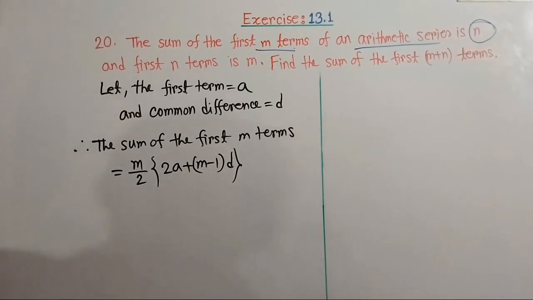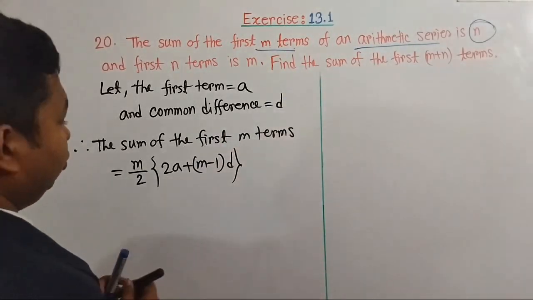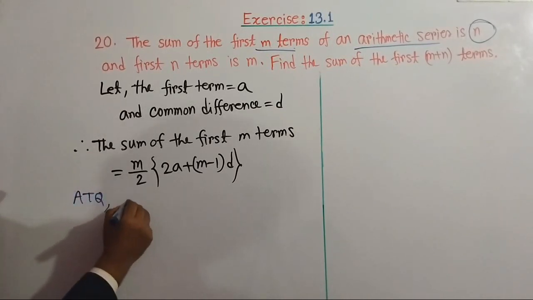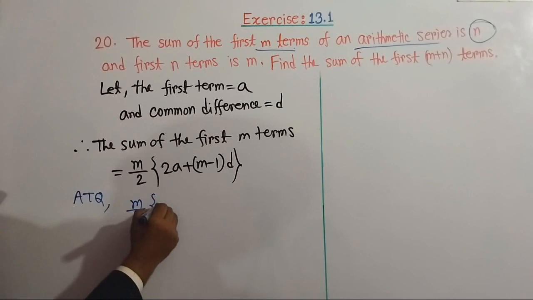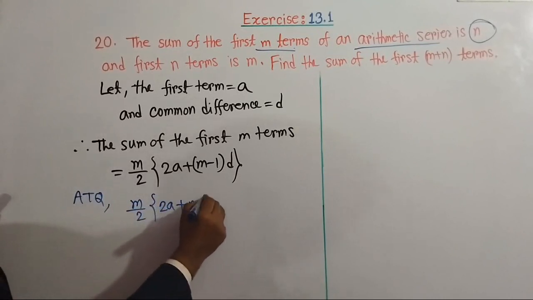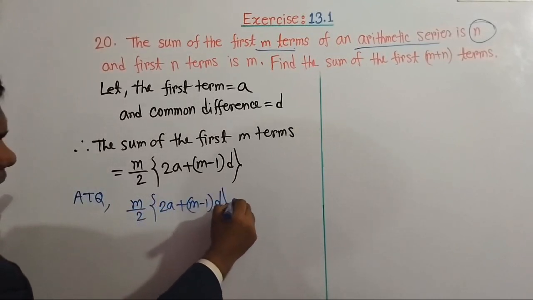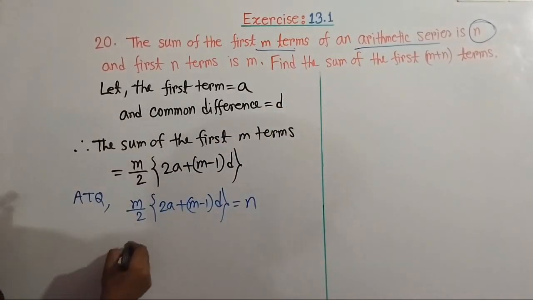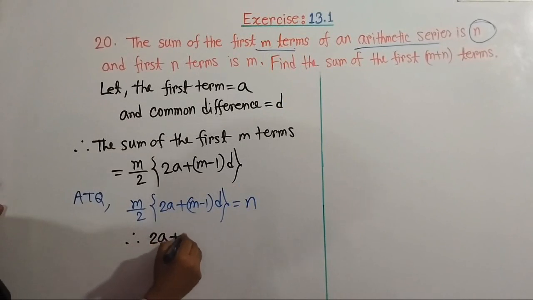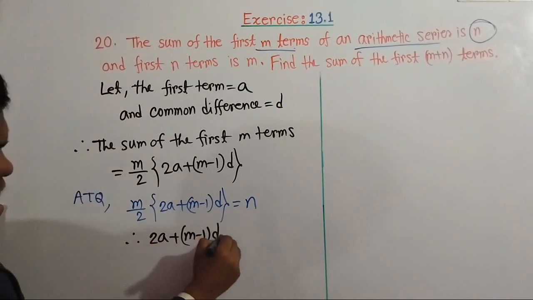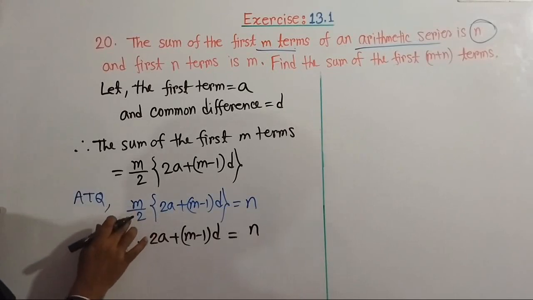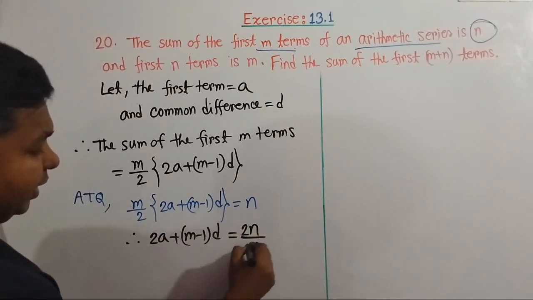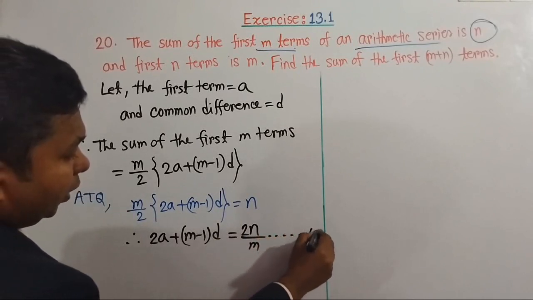Now the given value of this is n. So according to the question, m by 2 into 2a plus m minus 1 into d equal to n. So 2a plus m minus 1 into d equal to, here m by 2 becomes 2n by m. We denote this as equation number 1.